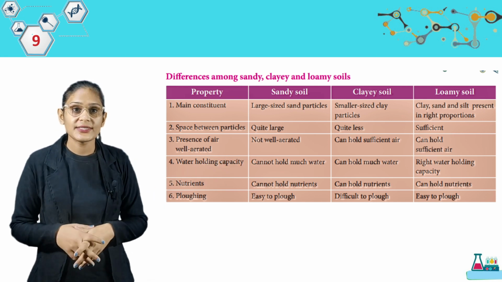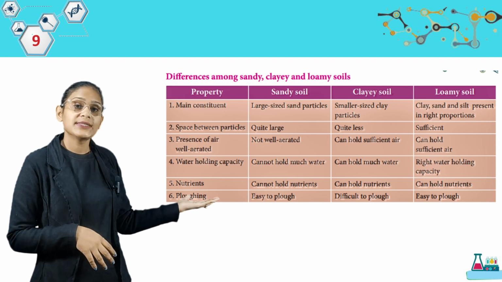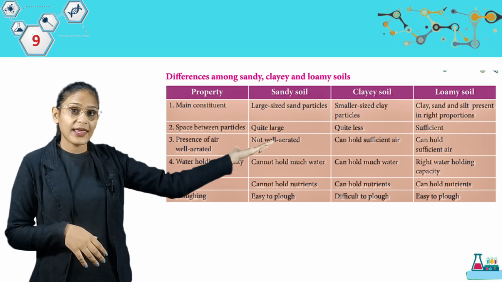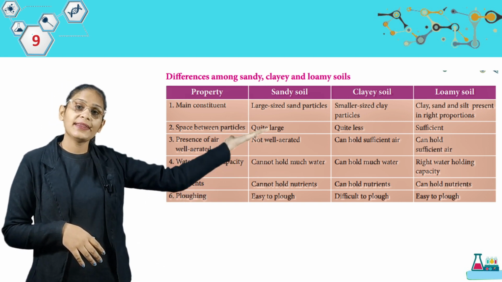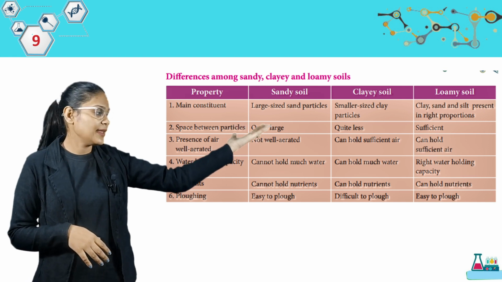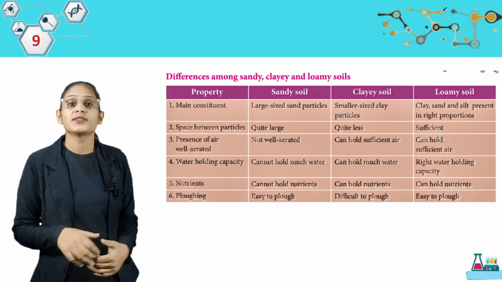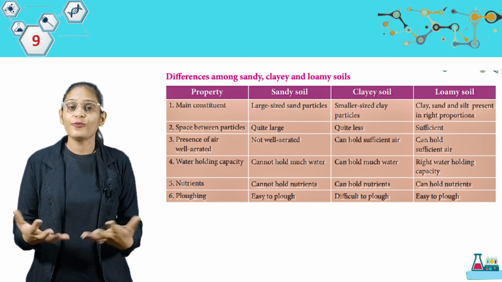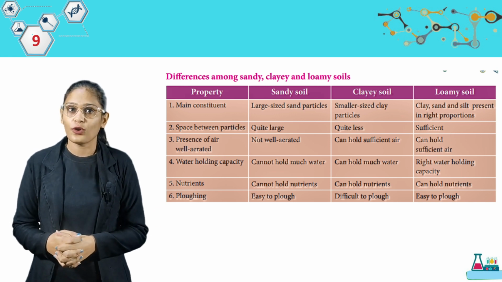Now come to the next students, we have plowing. Sandy soil easy to plow, clay soil difficult to plow, and the next we have loamy soil easy to plow. So students, these are the different properties of different types of soil.